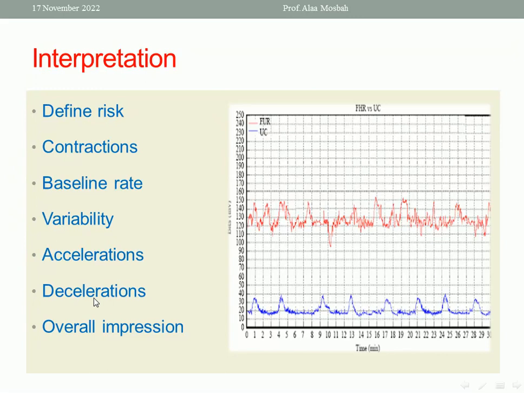Then go to deceleration. What is deceleration? Abrupt decrease in fetal heart rate of 15 beats per minute or more. So there is a sudden drop of the fetal heart rate of 15 beats or more, lasting 15 seconds or more. Okay, this is called deceleration, as you see in this picture. This is deceleration. And the deceleration could be early deceleration, variable deceleration, or late deceleration.